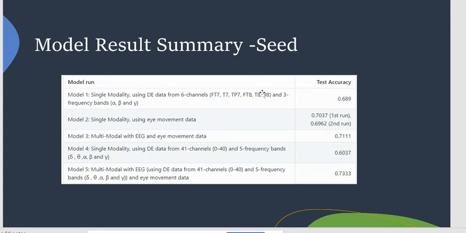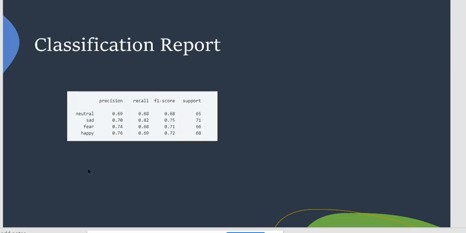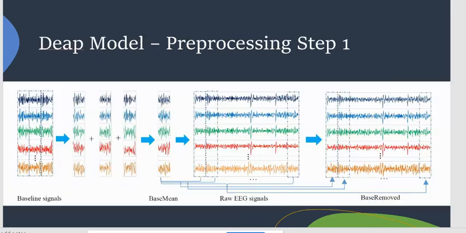As the paper said, these 6 channels, which are along the temporal channels, really give rich data for emotion state prediction and classification. If we look at the classification report from one of the models, we see that the sad emotion state has the highest recall rate. So really, the negative emotions show up very well in the BCI data.